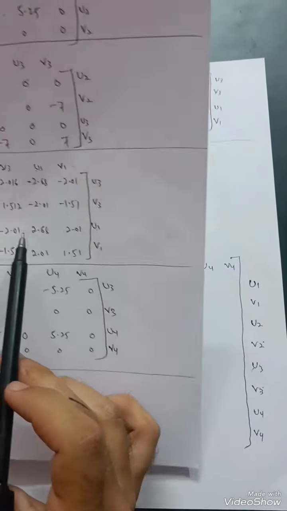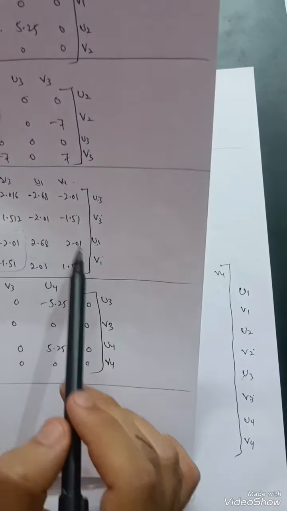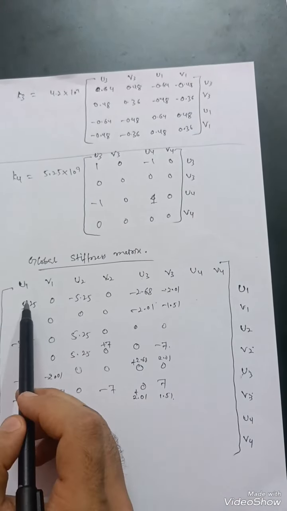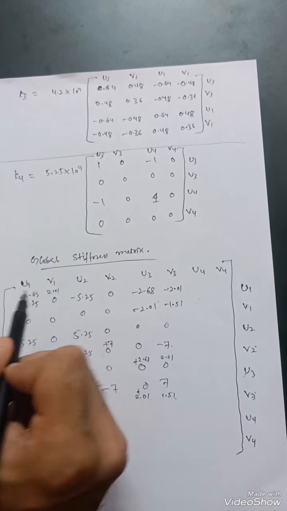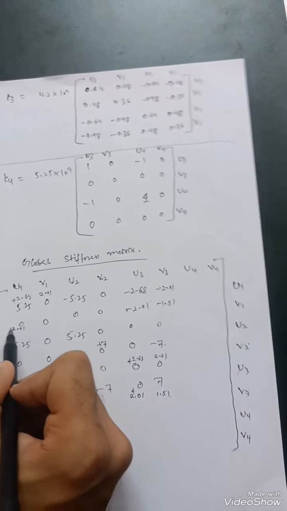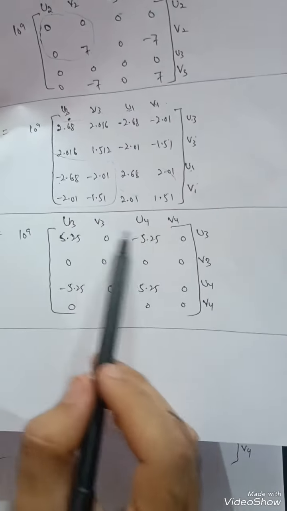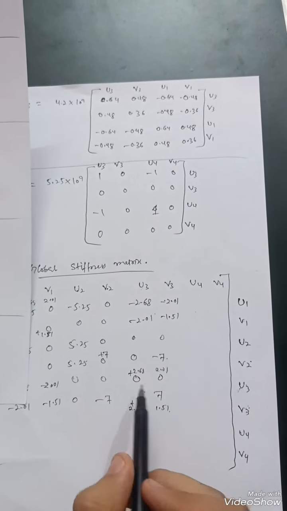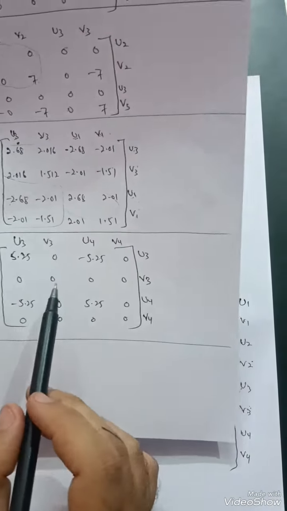Now the last part of this third matrix, u1 v1 and u1 v1, comes under u1 v1 u1 v1. It will add up over here, that is plus 2.68 and 2.01 and 2.01, and 1.51 will add up here. Then the fourth matrix, u3 v3 u3 v3, will come under u3 v3 u3 v3 and add up over here, that is 5.25. The rest of the numbers are 0, so there is no need to write them.